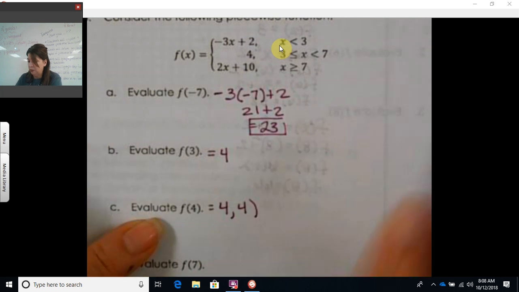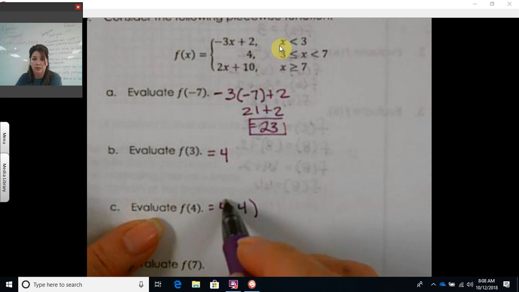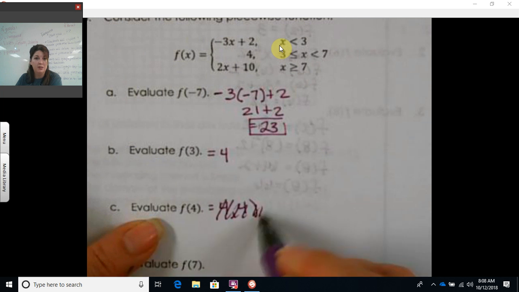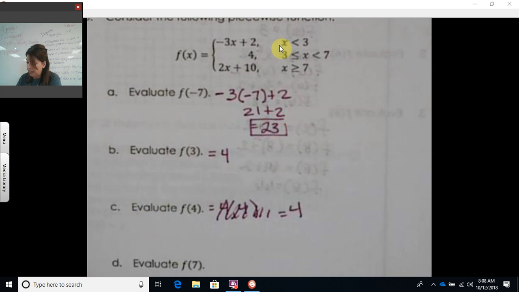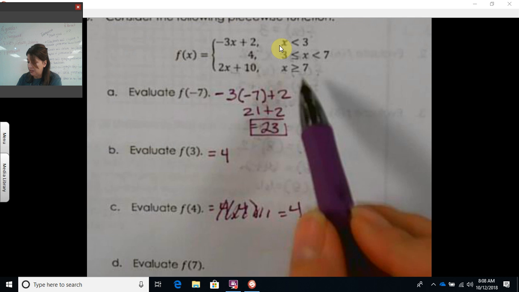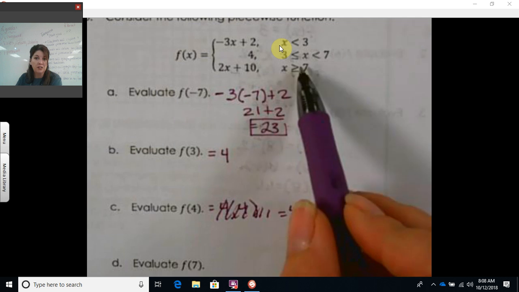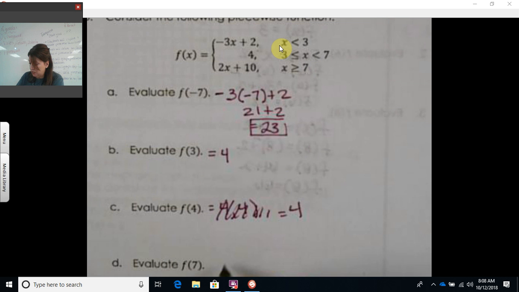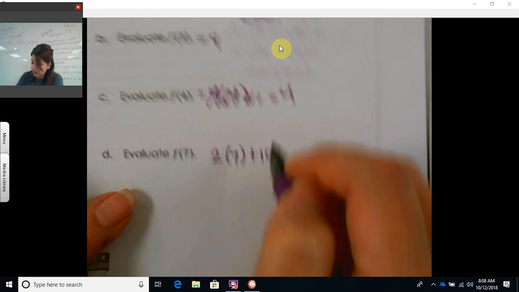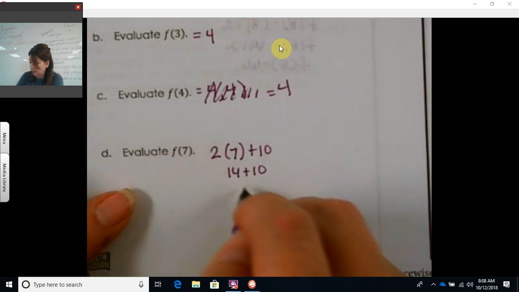I didn't mean to put that parenthesis. I didn't mean to put any of that. I don't know what I was doing. 4 equals 4. Where will I substitute in f of 7? The bottom one, because 7 is not greater than 7, it's or equal to 7. So 2x plus 10, that'll be 2 times 7 plus 10. 14 plus 10 is 24.